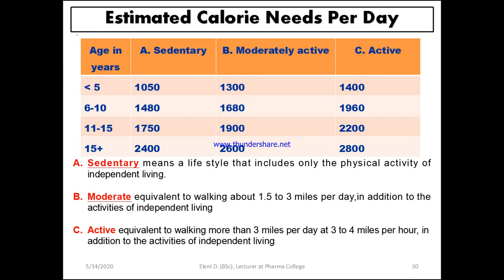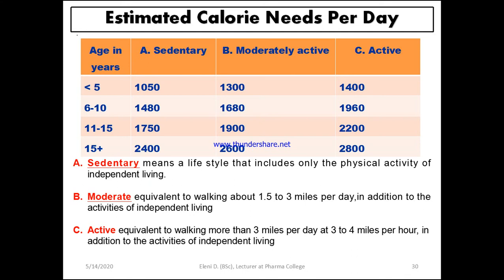People who are living a sedentary way of life, that means those who do not get much exercise like walking miles or physical exercise, should have a lesser calorie intake. For example, those who live a sedentary way of life and whose age is above 15 should have 2,400 calories per day, whereas those who are active within the same age should have 2,800 calories per day.